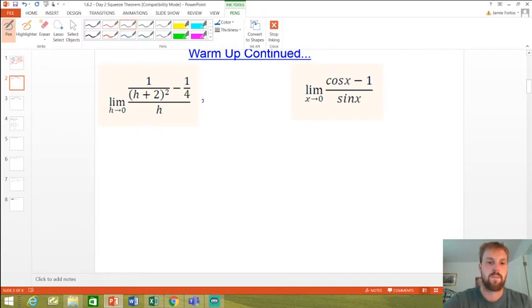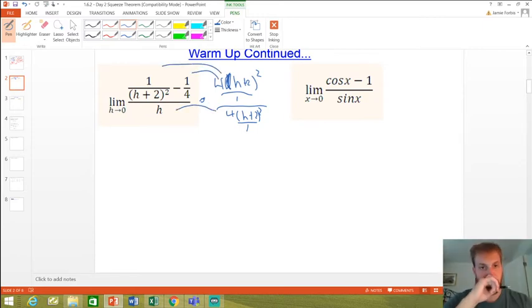And the best way with complex fractions is to multiply by that LCD, which in this case looks to be 4(h plus 2) squared. And I'm going to multiply that through the tops of each of these fractions. So if I multiply to that first fraction, the (h plus 2) squareds cancel out, and I'm left with 4.